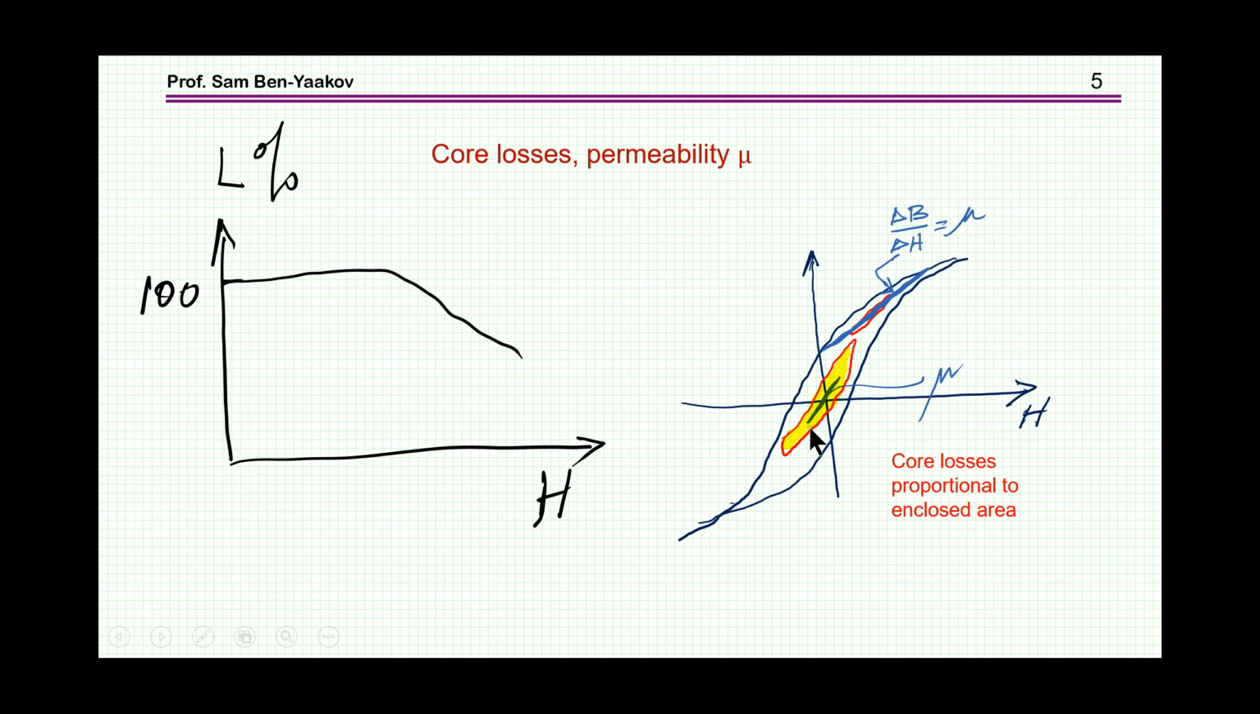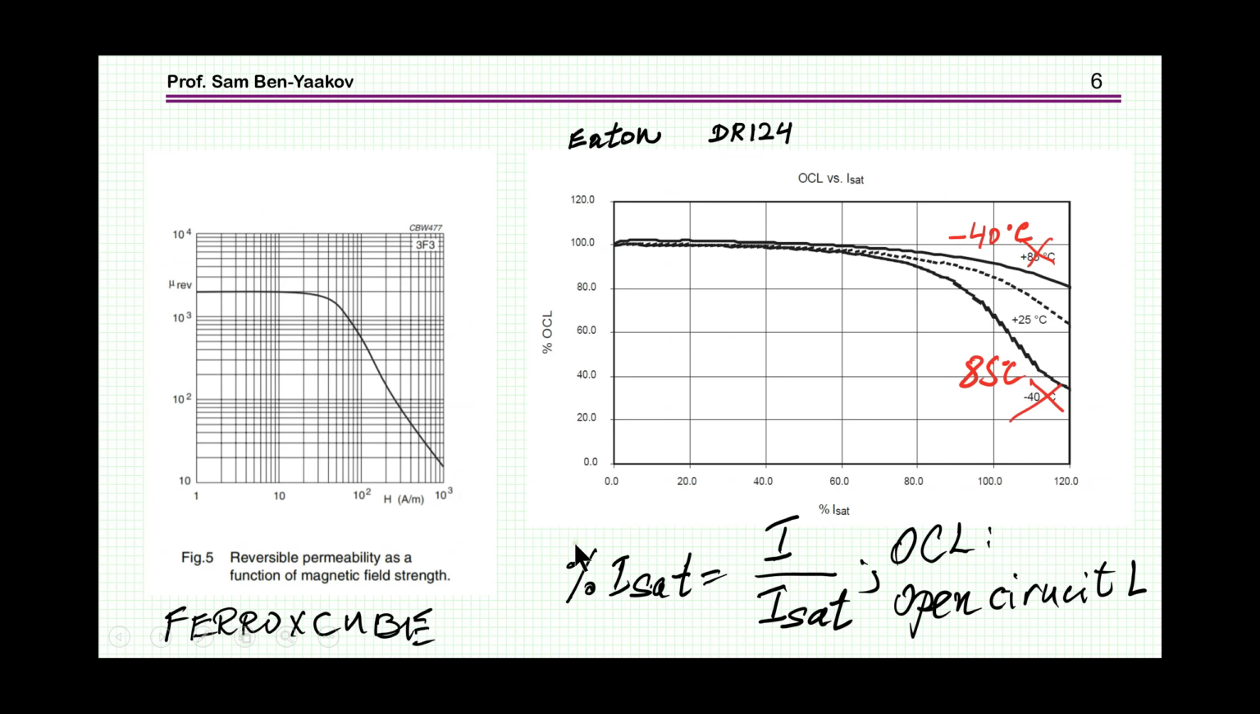And then we have also a situation in which the mu, or the permeability, which is the slope here, the average slope, say, is changing as we change the operating point. And therefore, if we look at the inductance as a function of H, the operating point, the slope here is lower than this, and this will be a typical curve starting with 100%. This is the whole inductor, and then it's going down with H.